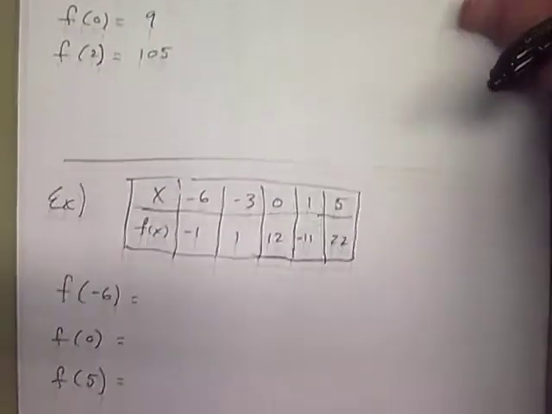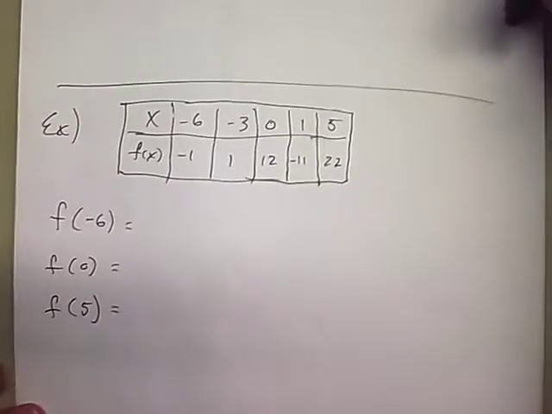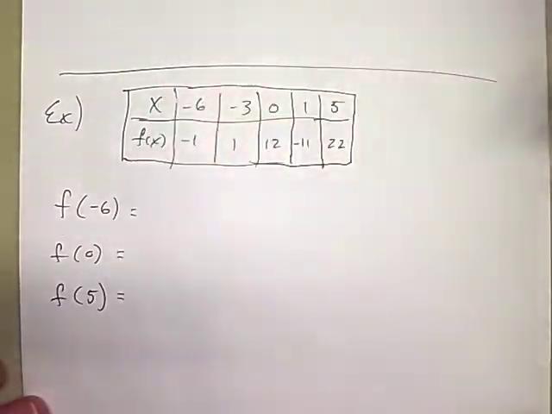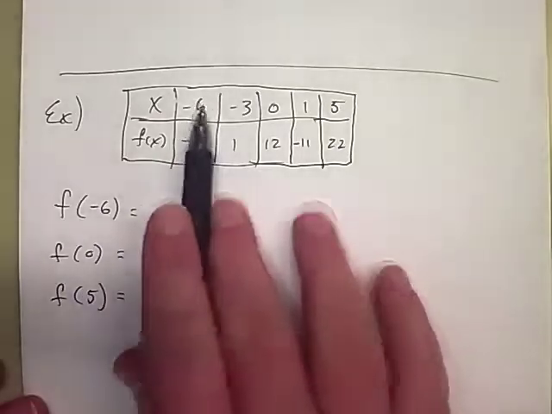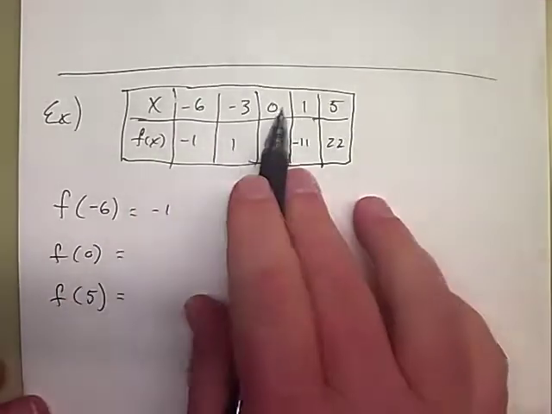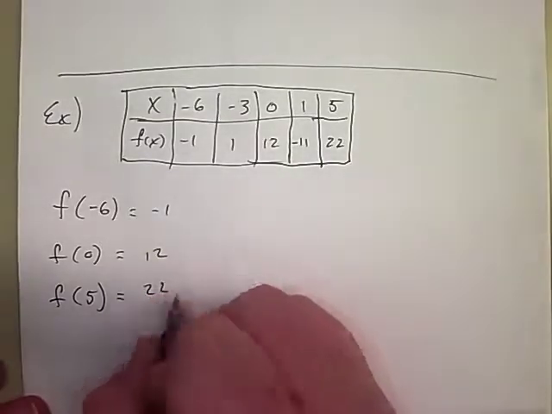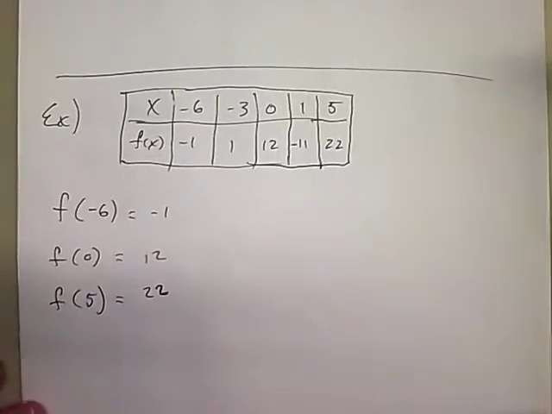So let's try one more example. Pause the video and see if you could get these on your own before I do them. All right, so pause it real quick. Do these 3 questions. Actually, you could probably do them in your head before I'm done talking. All right, here we go. -6 goes in for x, -1 comes out for y. 0 goes in for x, 12 comes out for y. 5 goes in for x, 22 comes out for y. And that is it. Nothing more fancy than that.